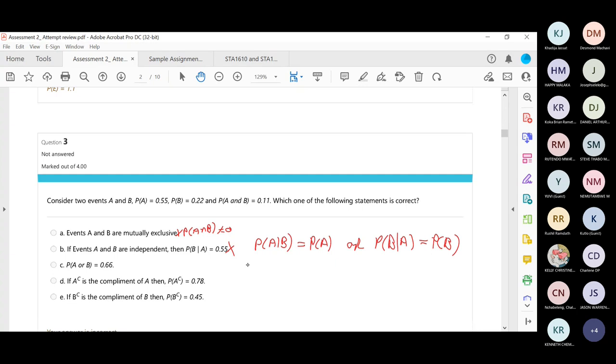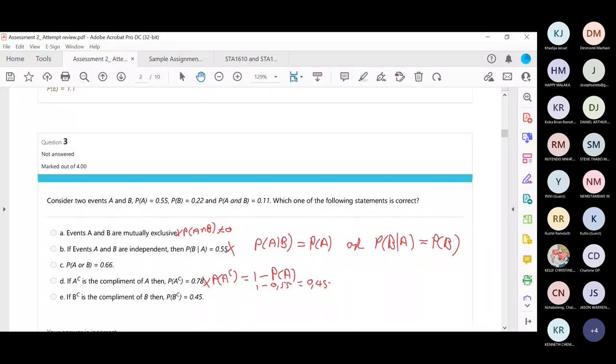So if A complement, which is the complement of A, then the probability of A complement is 0.78. Is that true? The probability of A complement should be 1 minus the probability of A. So you do the calculation. Will you get the probability of A complement as 0.78? No, that's false. It's also not correct, because the probability of A complement is 0.45, right? Because A is 0.55. You just say 1 minus 0.55, and that will give you 0.45. So it's not the same.